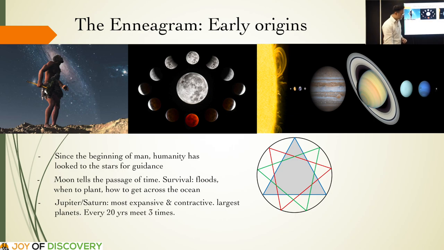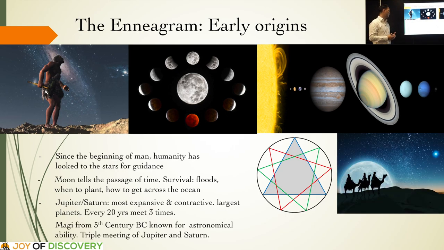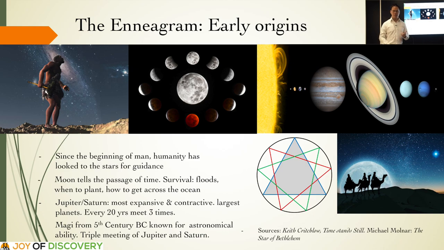You can track these two planets, and the Magi, which were known in the 5th century around the Middle East, were known for their astronomical abilities. The three Magi who went to visit at the birth of Jesus followed this bright star. Some astrologers have traced this back to a triple meeting of Jupiter and Saturn, and the sources of this information are Keith Critchlow, Time Stands Still, and Michael Molnar, The Star of Bethlehem. So the stars were very important in the old times.